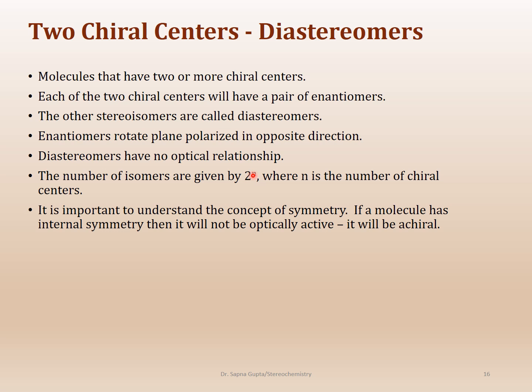If you have 3 chiral centers, that's 2 times 2 times 2, and that is 8. So you have 8 compounds or 8 isomers. So it gets more and more and more. The more chiral centers you have, the more stereoisomers you have.